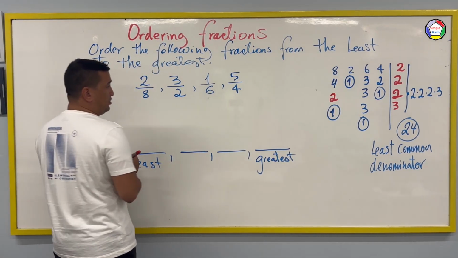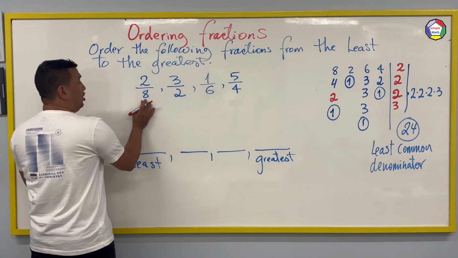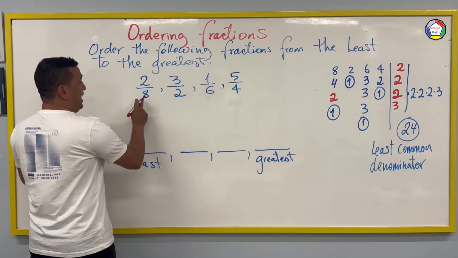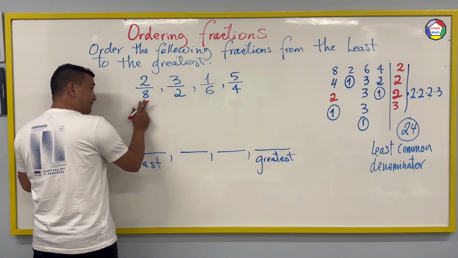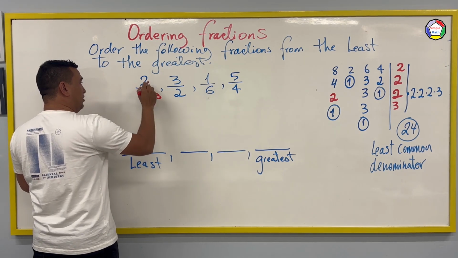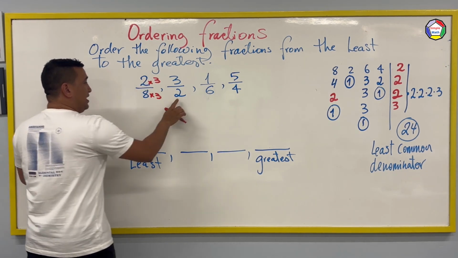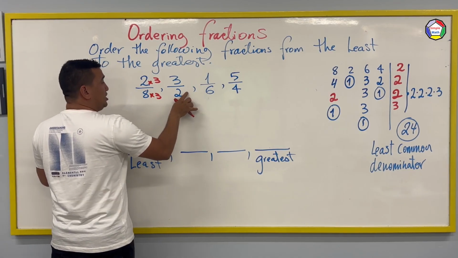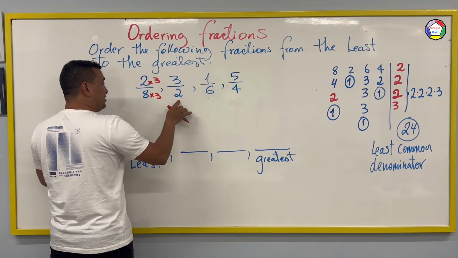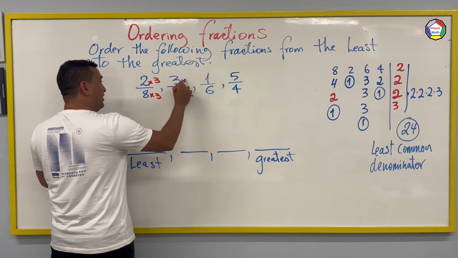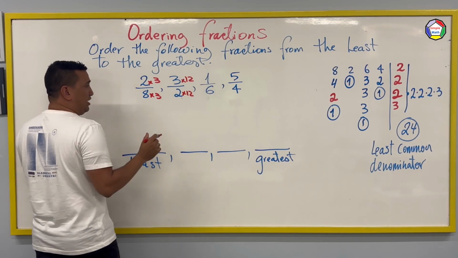You need to know multiplication tables, of course. So how do I make the 8 become 24? I have to multiply 8 times 3. 8 times 3 is 24. But remember, the 8 is not alone. It's with a number up. Now, I will try to convert the 2 into 24. 2 times what number is 24? 2 times 12. So times 12 here, times 12 here, because the 2 is not alone.